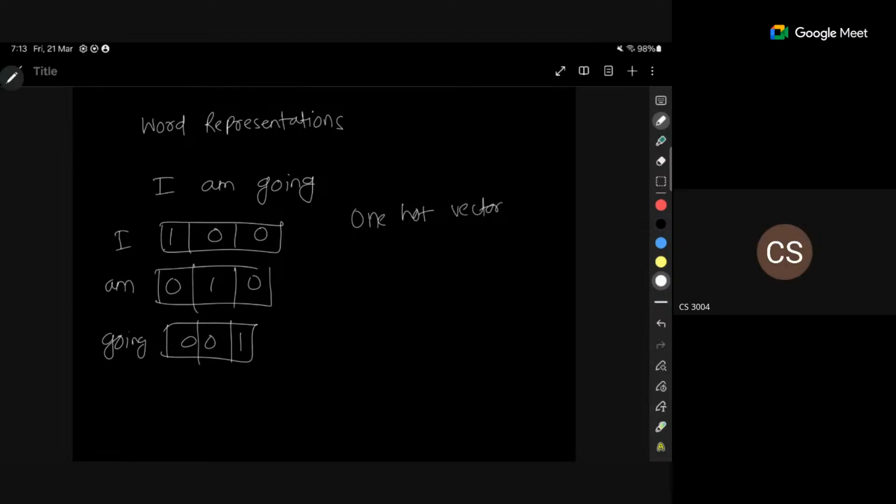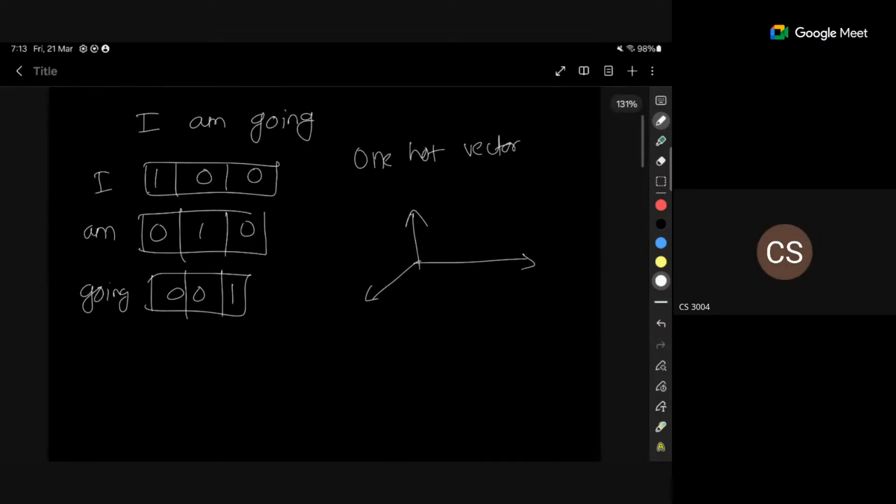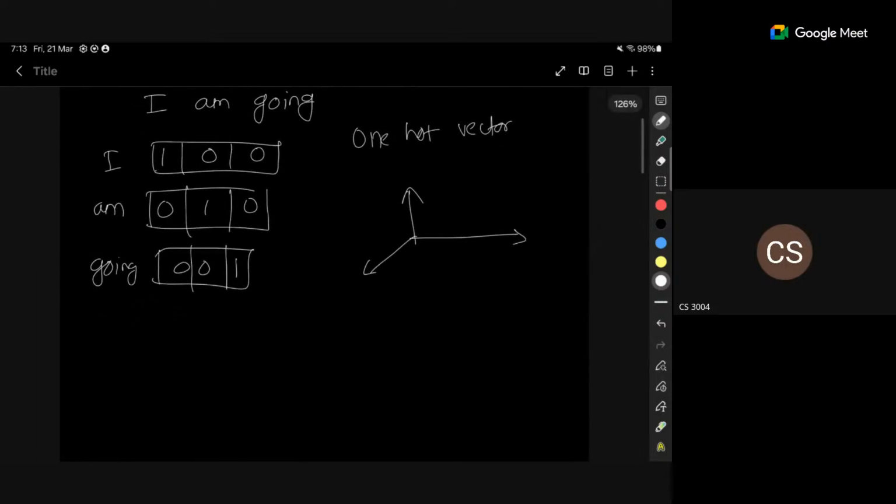But the issue is they are all orthogonal, they are not related to each other. Let's say I might be along this axis, am along this axis, and then going will be along the other axis. We can't figure out any relationship between them, or whether there is any point of having them together. So we are losing some semantic meaning across this.